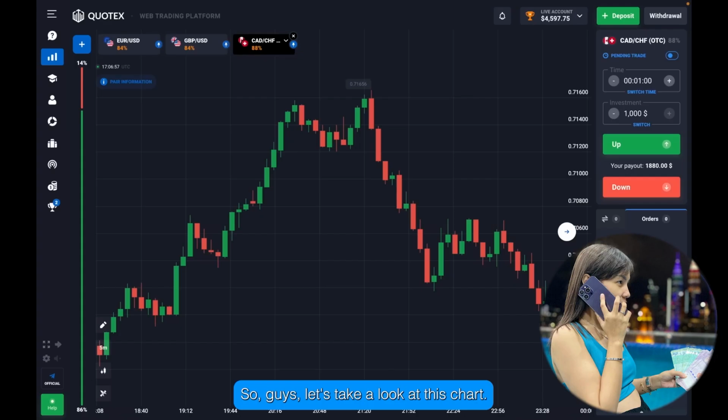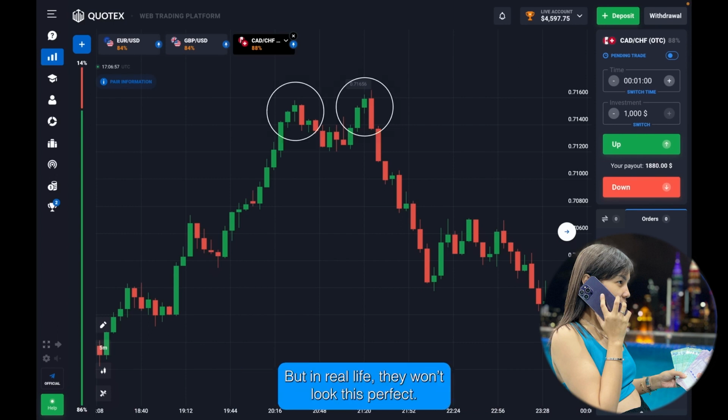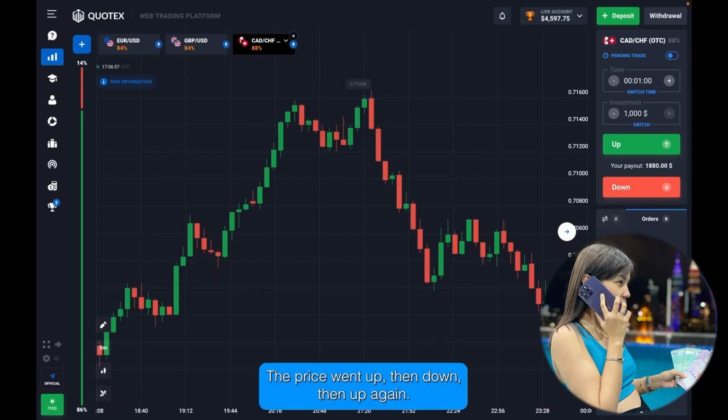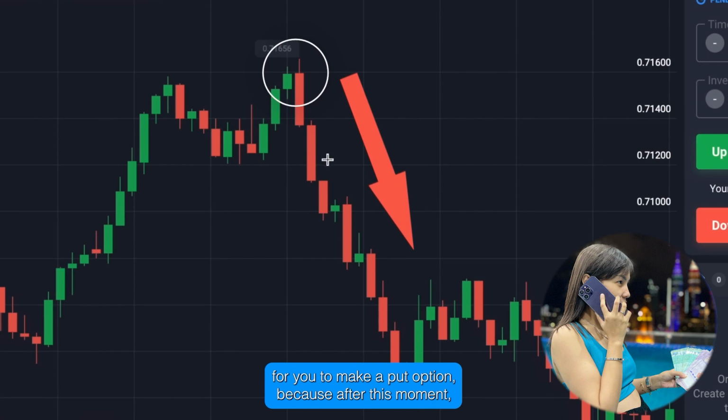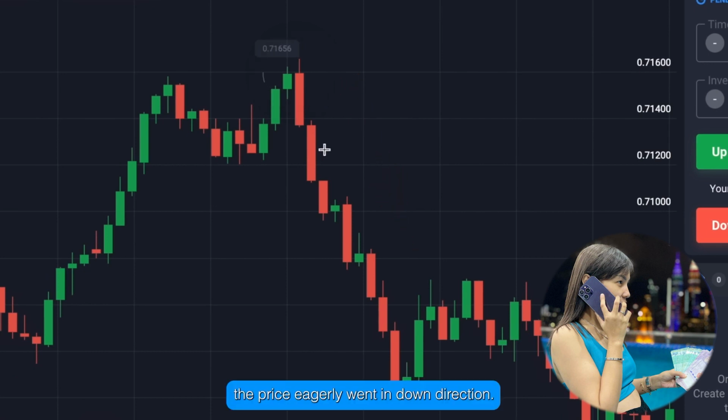So guys, let's take a look at this chart. What I have shown to you so far is what a picture-perfect, by-the-book double top looks like. But in real life, it won't look as perfect. And look, here we have a double top. The price went up, then down, then up again. And after that, exactly here, it's a good entry point for you to make a put option, because after this moment, the price usually went in a downward direction.